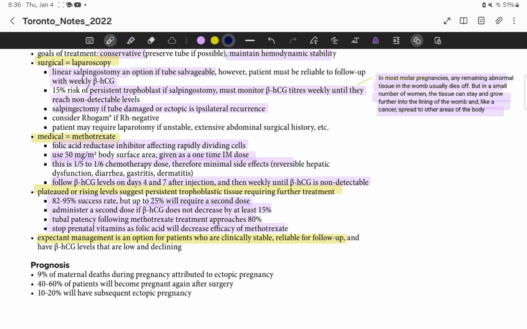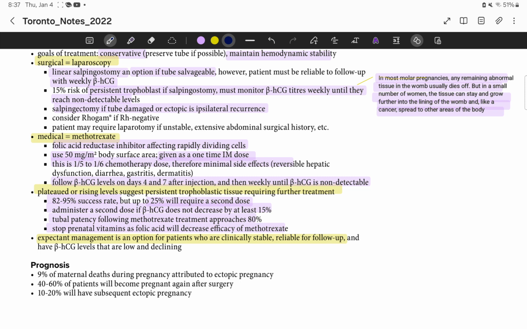So a rising level suggests persistent trophoblastic tissue and requires further treatment. If the trophoblasts grow inside, we need another kind of treatment. There is an 82 to 95% success rate, but up to 25% will require a second dose. Administer a second dose if the beta HCG does not decrease by at least 15%.